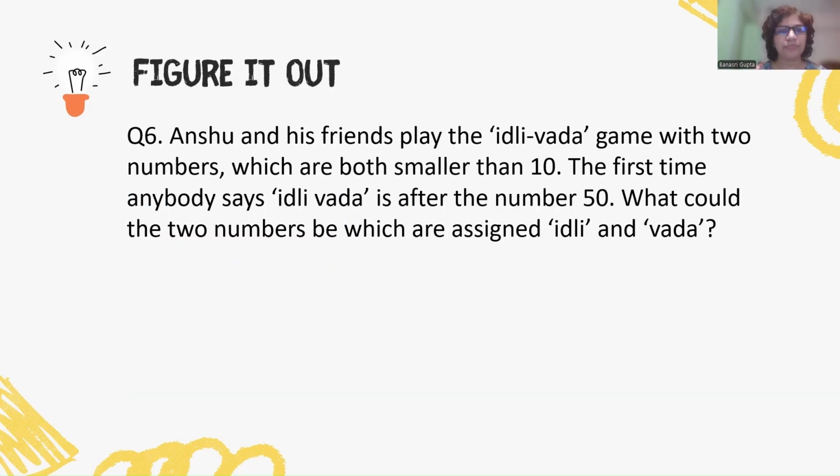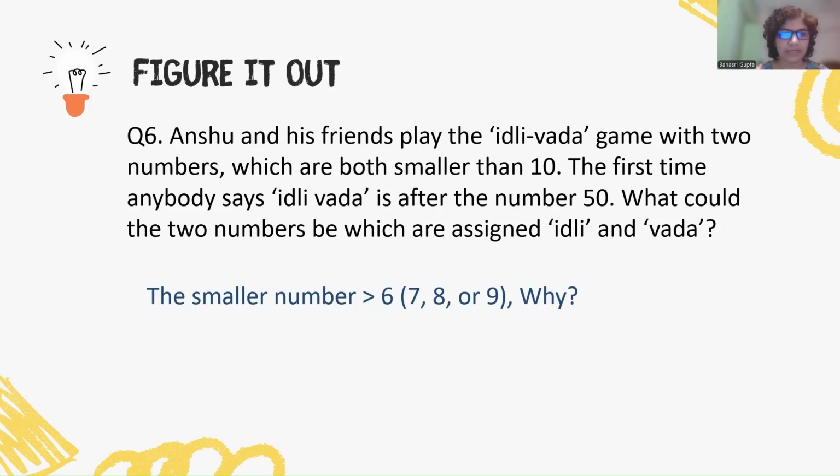Sixth sum. Anshu and his friends play the Idli Vada game with numbers that are both smaller than 10. The first time anybody says Idli Vada is after the number 50. So Idli Vada means the first common multiple is greater than 50. What could the two numbers be which are assigned to Idli and Vada? There could be different possibilities. There is not just one set of numbers which satisfies this.